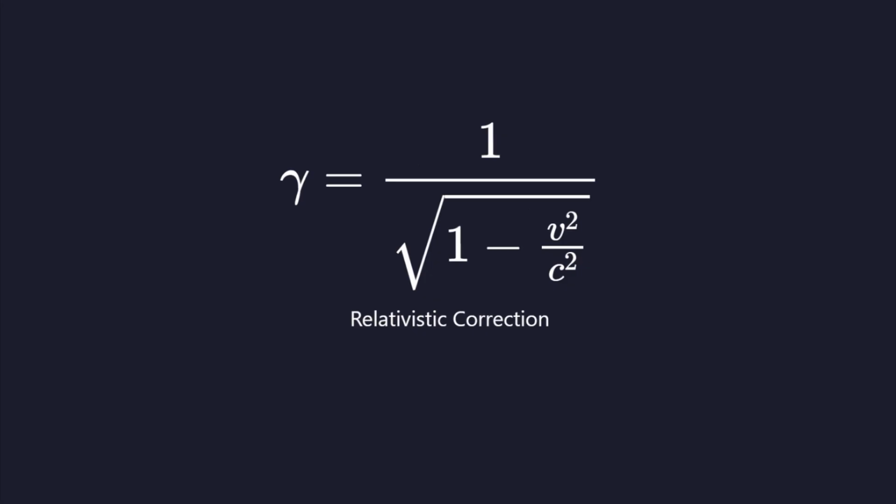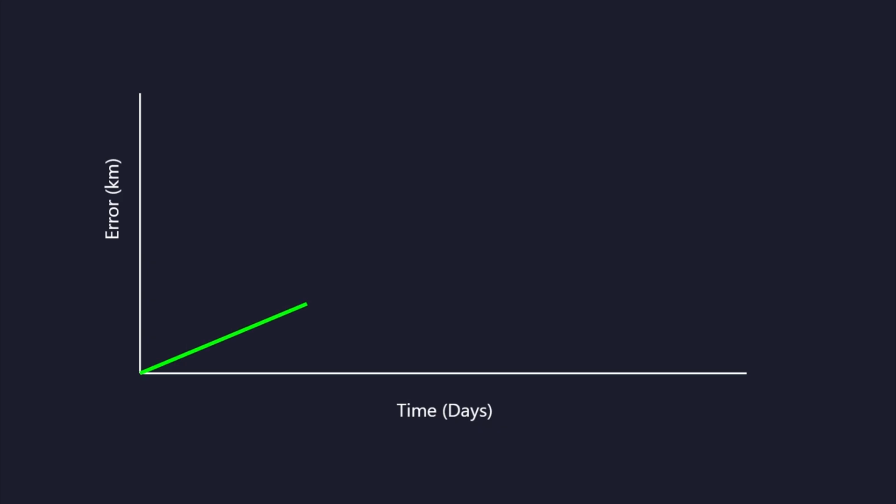The Global Positioning System satellites move at several thousand kilometers per hour. Their clocks must be corrected for time dilation using the Lorentz factor. Without these relativistic adjustments, location data would be off by several kilometers every day.